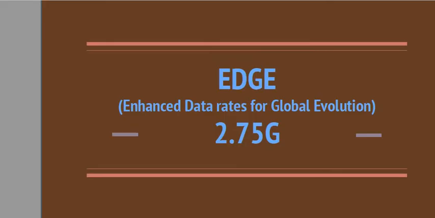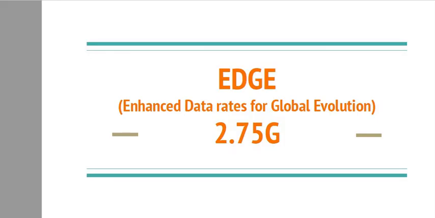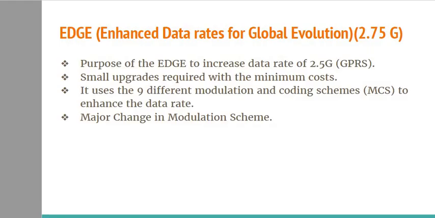So now come to another topic that is called EDGE. EDGE stands for Enhanced Data Rates for Global Evolution. It is a version of 2.75G. Basically, it is the enhancement of the GPRS technology. So we can say by utilizing the EDGE feature, we can generate a higher data rate in order to transfer packets as compared to GPRS in the GSM technology.